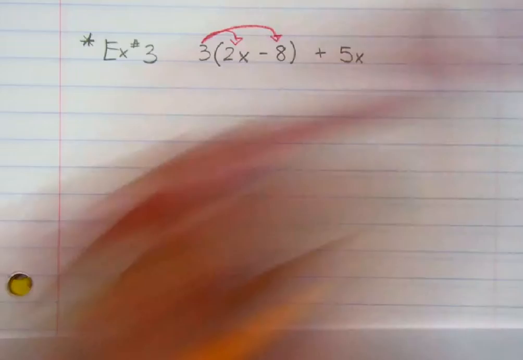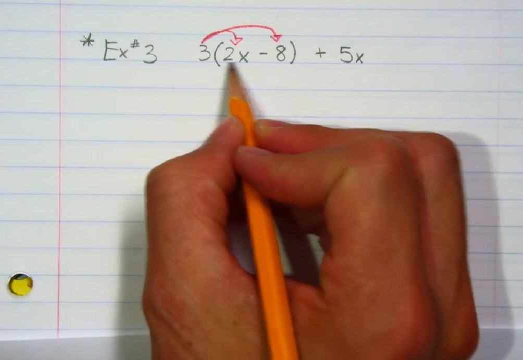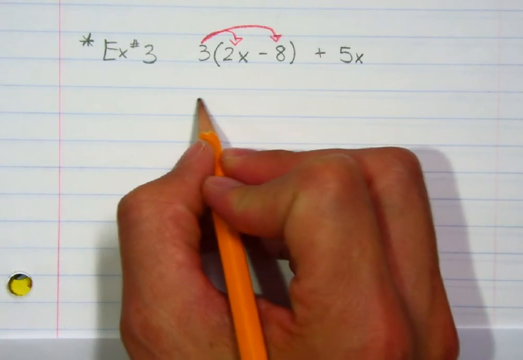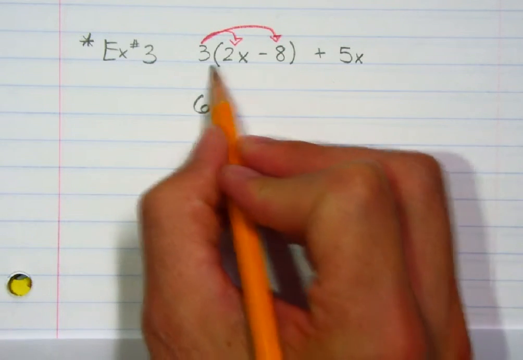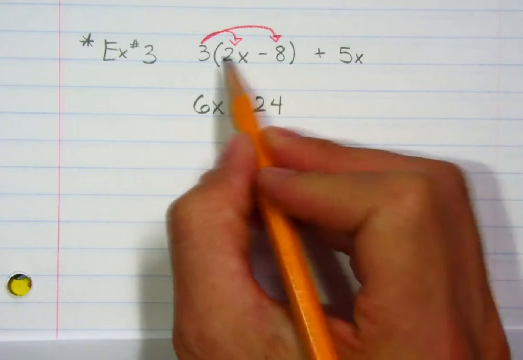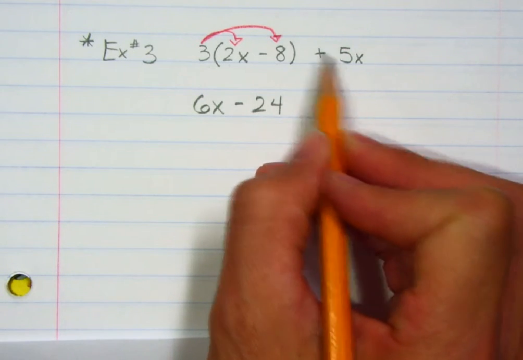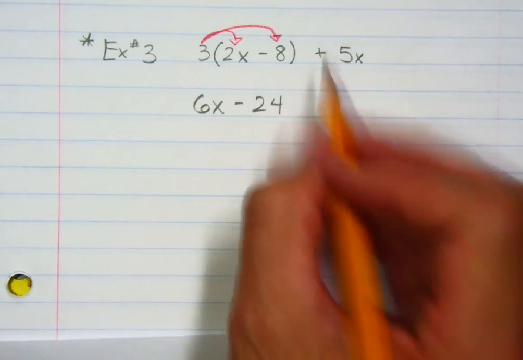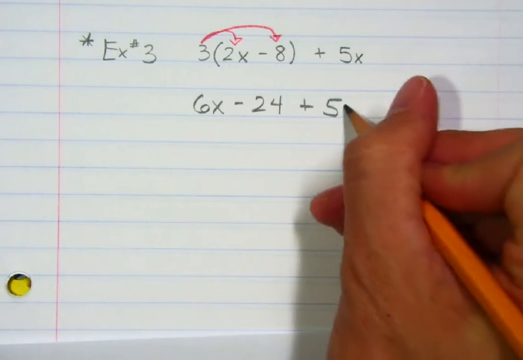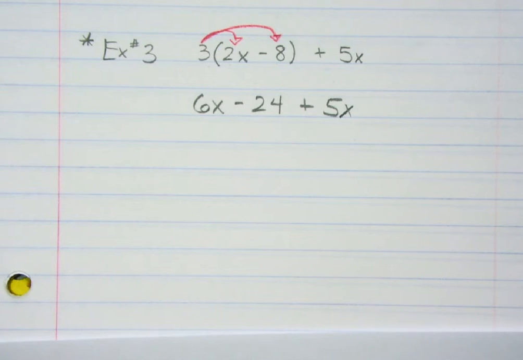This 3 is going to be multiplied with each of the terms inside. So 3 times 2x gives us 6x. 3 times a negative 8 gives you negative 24. Now I don't distribute to this 5x over here because it's not inside the parentheses, so I would just bring that down and leave it alone. And if you notice, this looks a lot like example number 1.